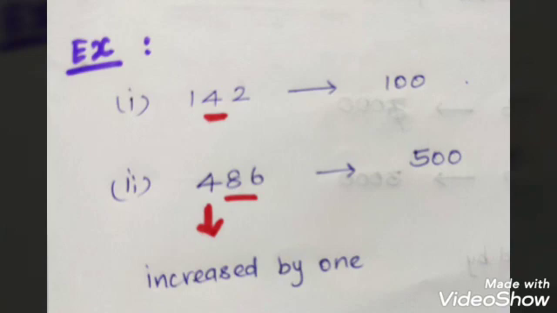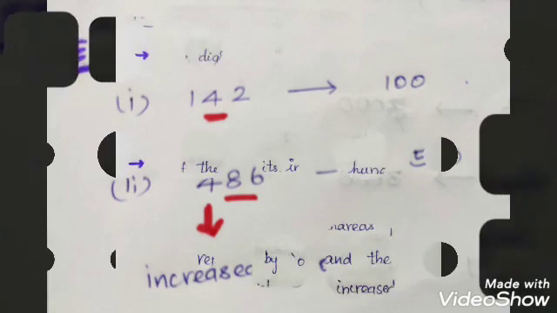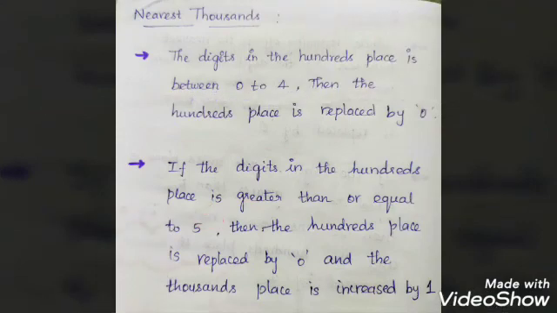So 486. Here you see the tens place is greater than 5. So the hundreds place is increased by 1. So 4 will become 5. The remaining 2 digits become 0. Is this clear? You should see the tens place. It is less than 5 or greater than 5. Okay? Okay. The next is nearest thousands.